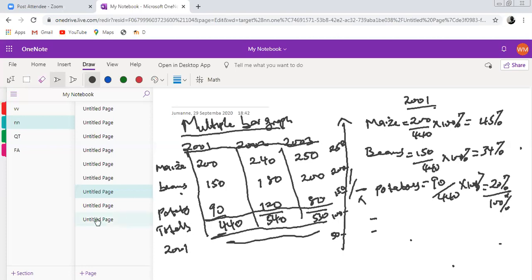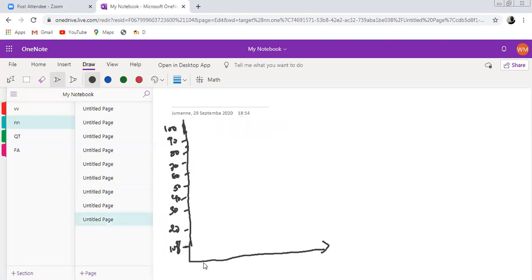So you should come here and have that bar for 2001. It should have a height of 100 because it is percentage. All these are percentages. So you locate where you have the 45. It is somewhere there. This is the portion for maize. The other one is 34. So you add, what is 45 plus 34?